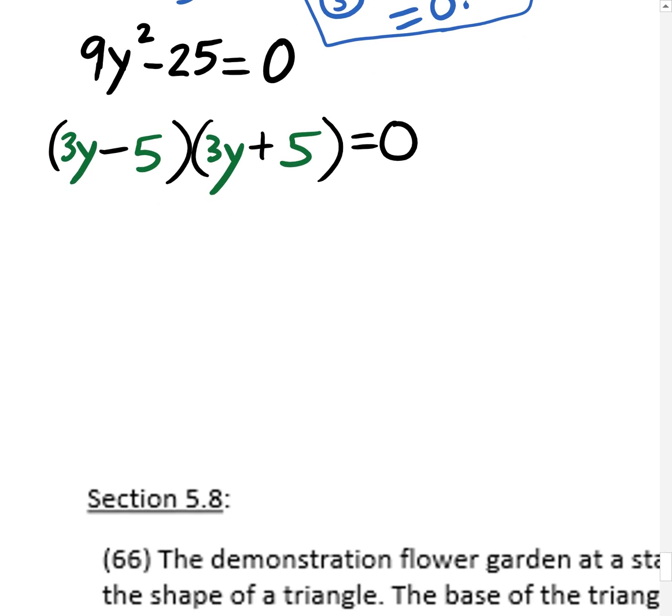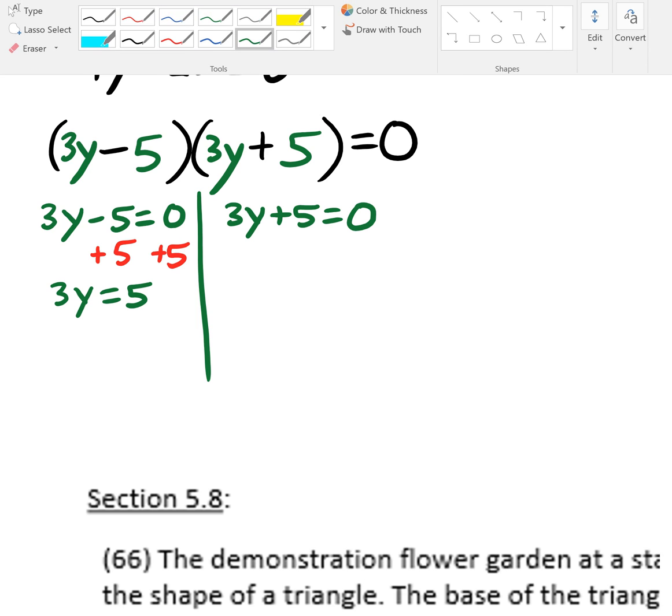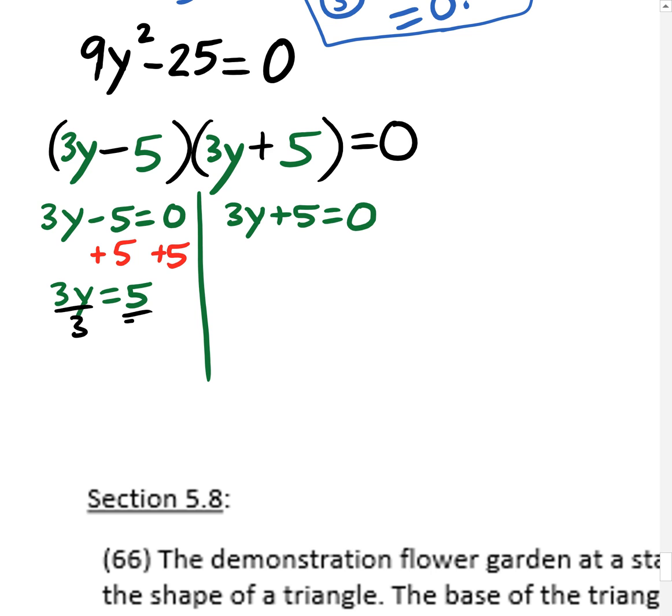So now if I set each one of these equal to 0, I'll find the 2 solutions. This one equals 0, and this one equals 0. They look similar, but we're going to get opposite signed answers because they have opposite signs in the middle. To solve the first one, I'll add 5. And then I'll have to divide by 3, and that should do it. Y is 5/3. Alright, sounds good.